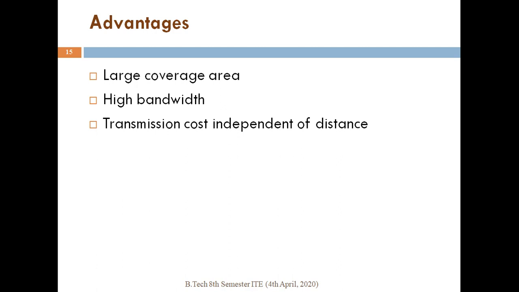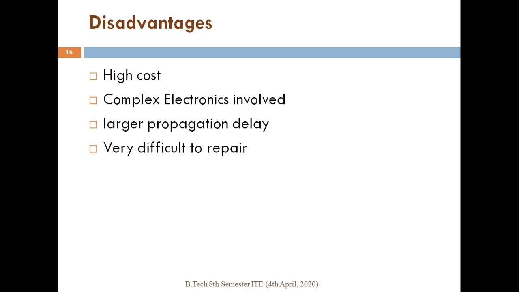What are the basic advantages of satellite communication? Because of satellites, we have large coverage area, high bandwidth, and transmission cost independent of distance. And if we look into the disadvantages: high cost, complex electronics involved, larger propagation delay, and very difficult to repair. A satellite is very costly and takes a lot of time to build. Though the distance is too far, obviously there will be a propagation delay, and if it gets damaged or some repair is required, it's very difficult.